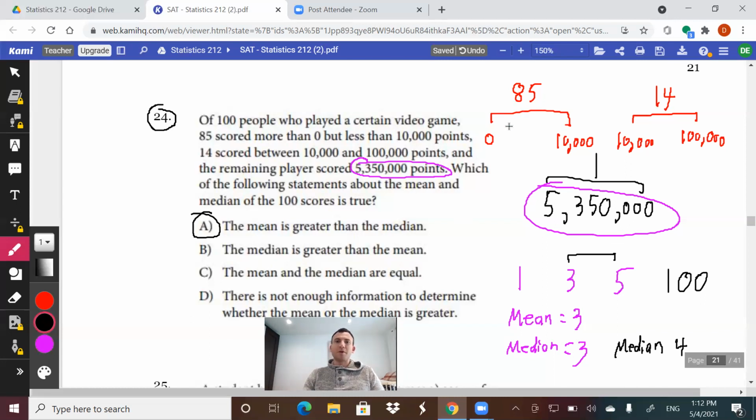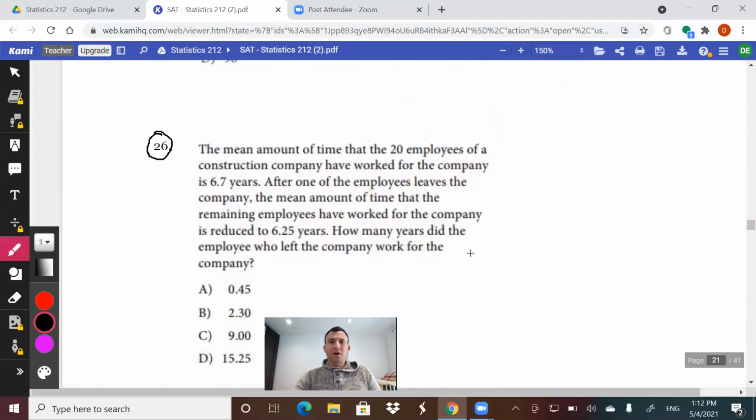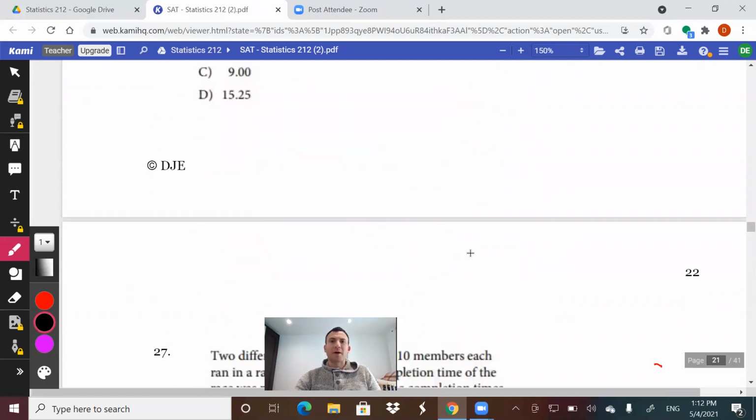Is the median greater than the mean? No, because the median is going to be within this range. The mean and median are equal? Definitely not. There's not enough information? A lot of people go for D, but there is enough information. How do we know there's enough information? When you have an outlier that's that high, that far above your median, it's going to skew things outside of this range.